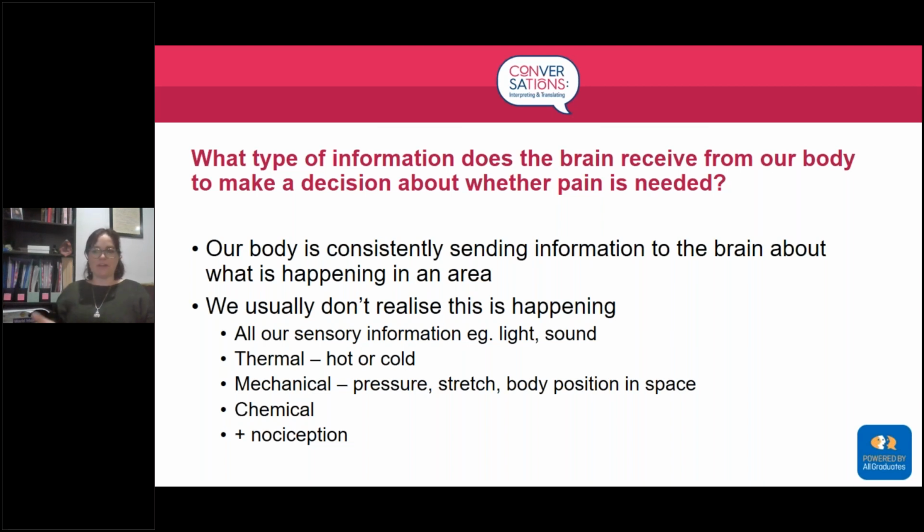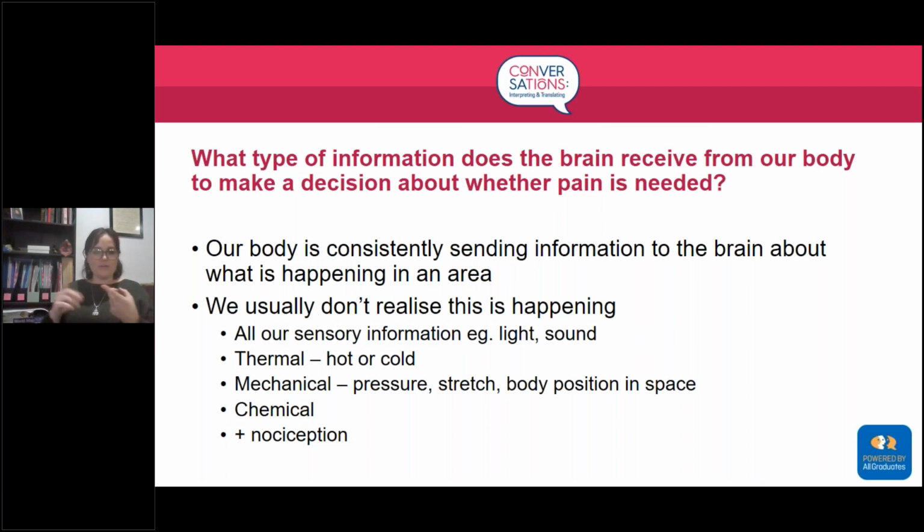All right, so what is the type of information that our brain receives from our body to make a decision about whether pain is needed or not? As we've mentioned, our body is constantly sending information to the brain about what's happening in an area. We don't usually know that this is happening. We don't need to pay attention to that. We're too busy paying attention to all the fun stuff in life. So this is just happening in the background.